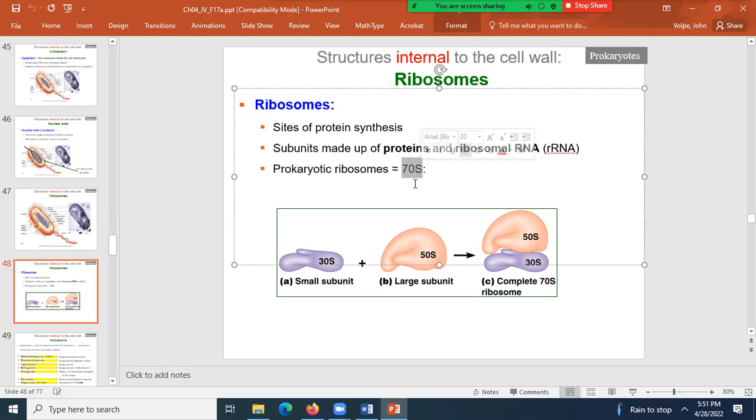I have a question, Dr. Volpe. Sedimented 80S, yes. And what about tRNA? We haven't talked about that yet. We're talking about ribosomes here, and that's why I mentioned rRNA. When we talk about RNA, and I thought I already talked about RNA, there are three types: messenger RNA, tRNA, and rRNA. And this is what the rRNA is for, making up the ribosome.